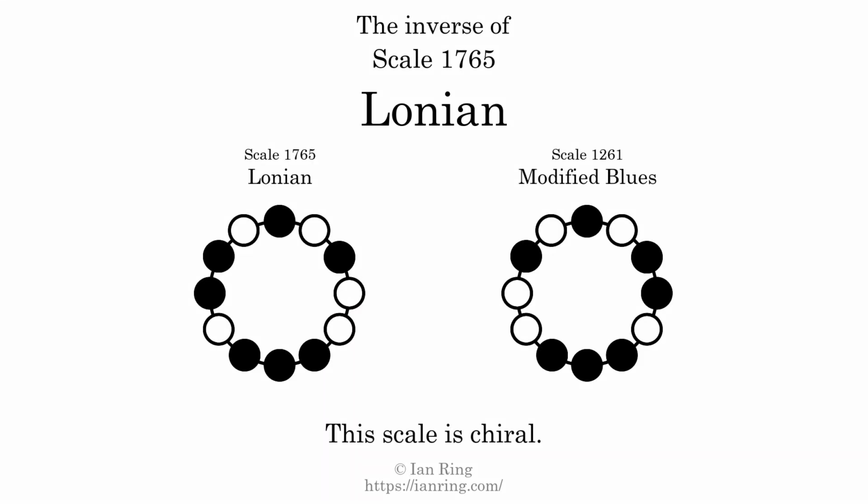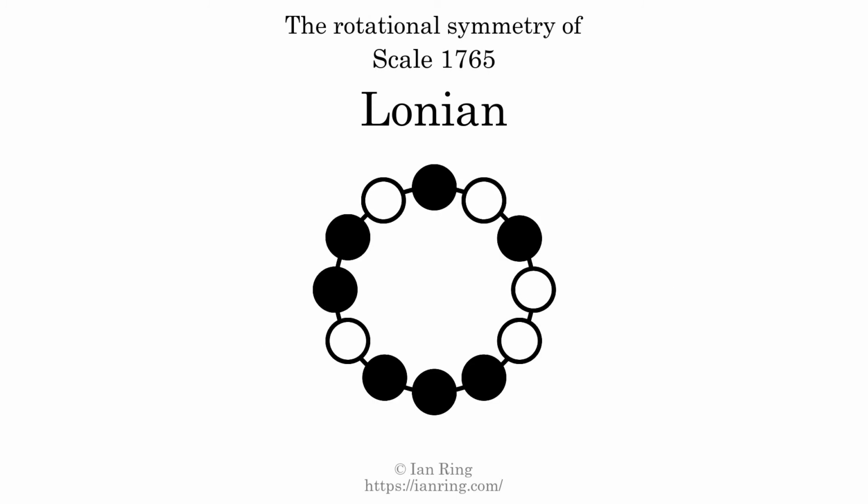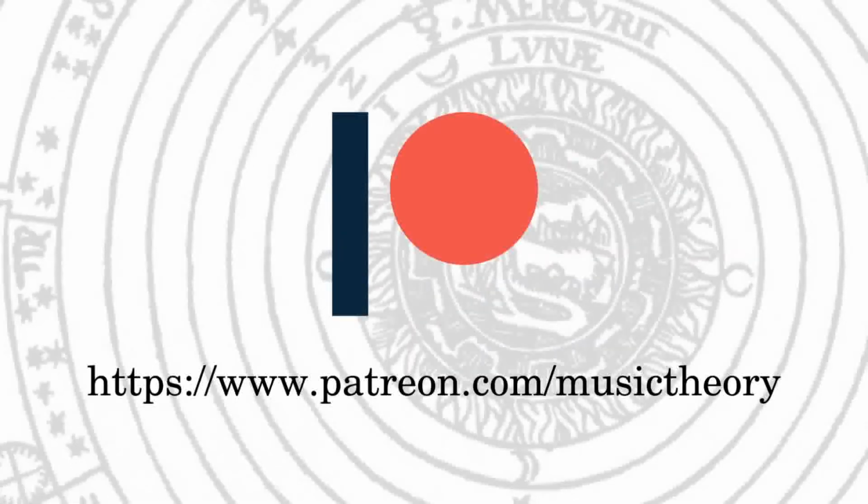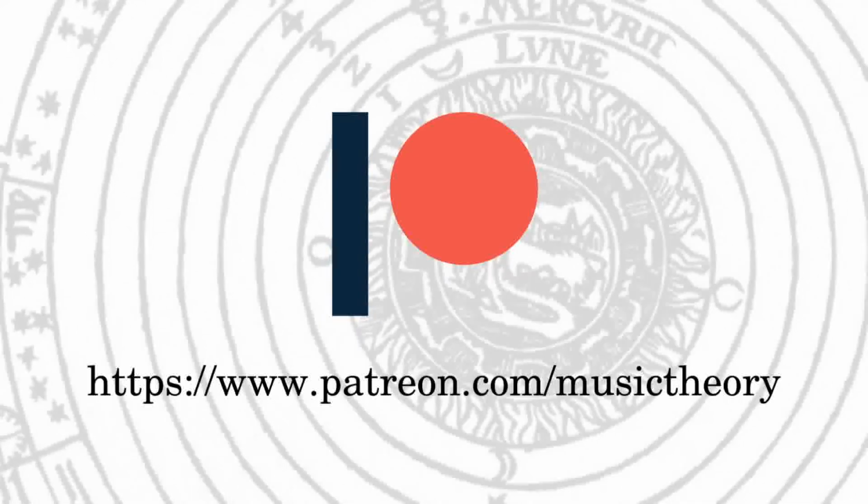The inverse of a scale is a mirror image. It is what you get when the sequence of intervals is reversed. The inverse of this scale is scale 1261, also known as modified blues. This scale is chiral. It cannot transform into its inverse by rotational transformation. This scale has no rotational symmetry. For even more detail about this scale, visit ianring.com/musictheory/scales/1765.